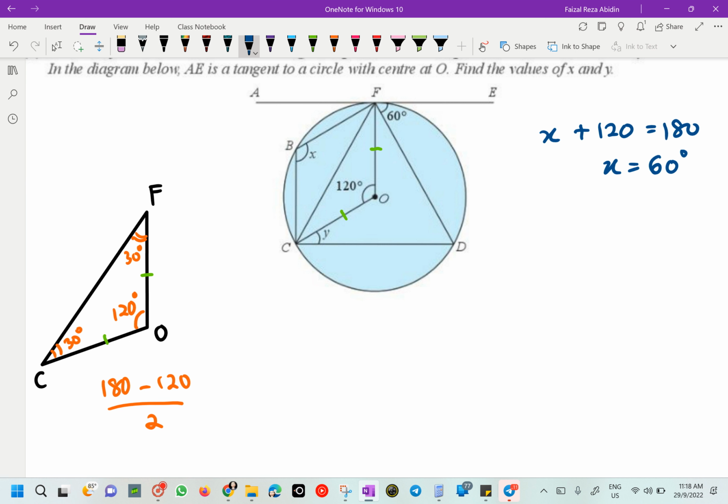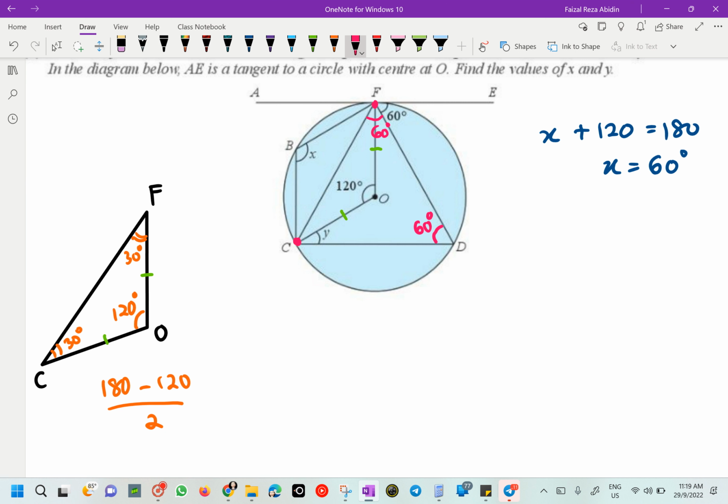Agree? Okay. So now, if I want to find my y, back to our friend here. What did you have over there for your y? If you look over here, this one is going to be 60 degree also, right? By using the arc of FC, the angle at the center is going to be twice the angle at the circumference. 60 degree there. So I'm going to get this one actually 90 degree.